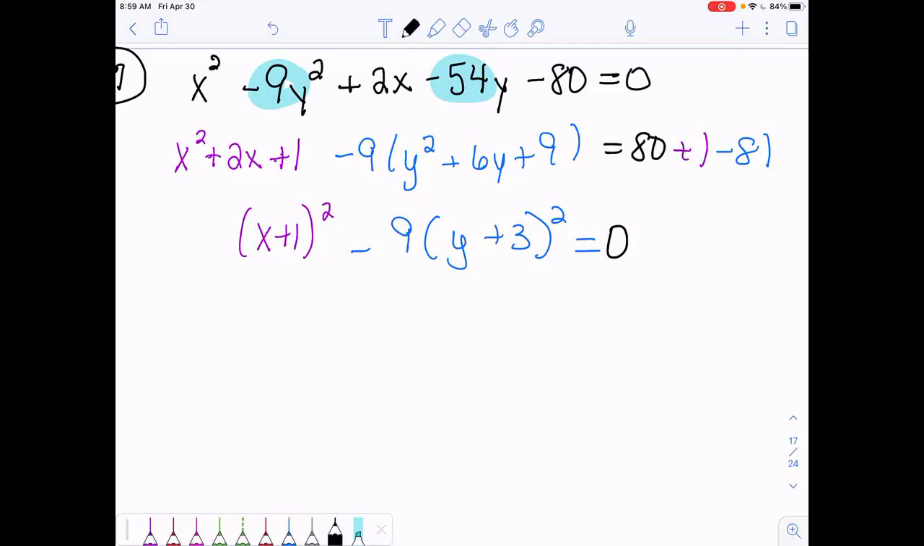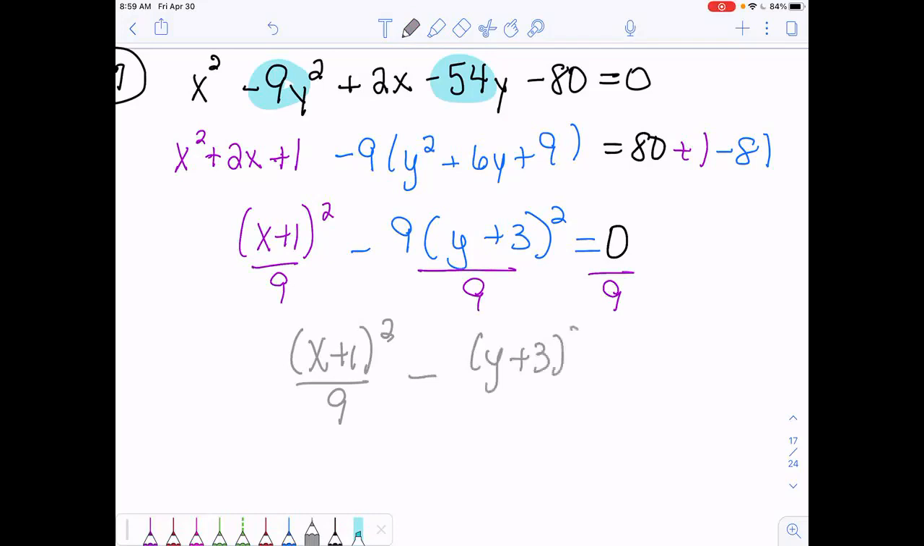We could divide by 9, but we're going to actually keep that 9 there. But yeah, we can divide by it, I guess, Peter. Let's do that. So he said divide by 9. So we have x plus 1 squared divided by 9, now minus y plus 3 squared. It's only divided by 1. It's still equal to 0. Just dividing by 9 doesn't change it to 1. It's still equal to 0.